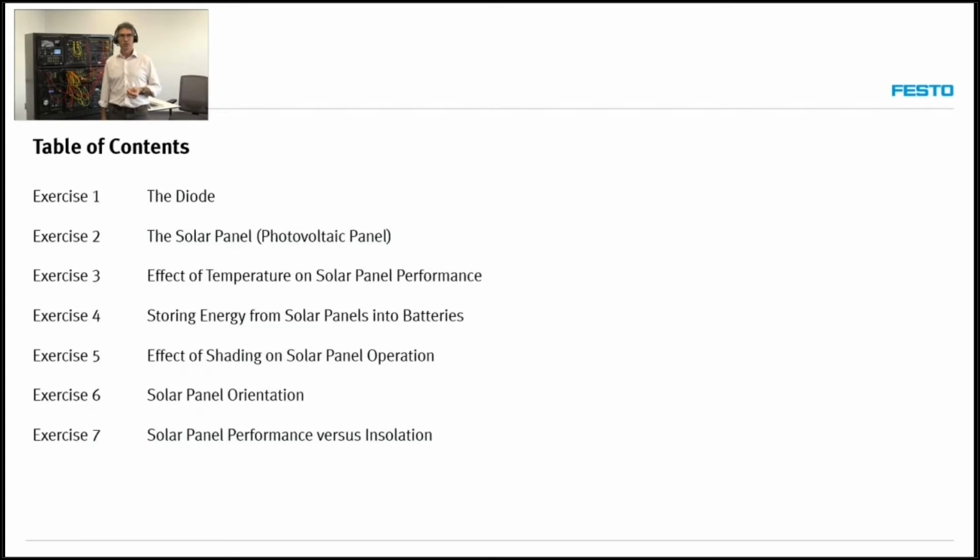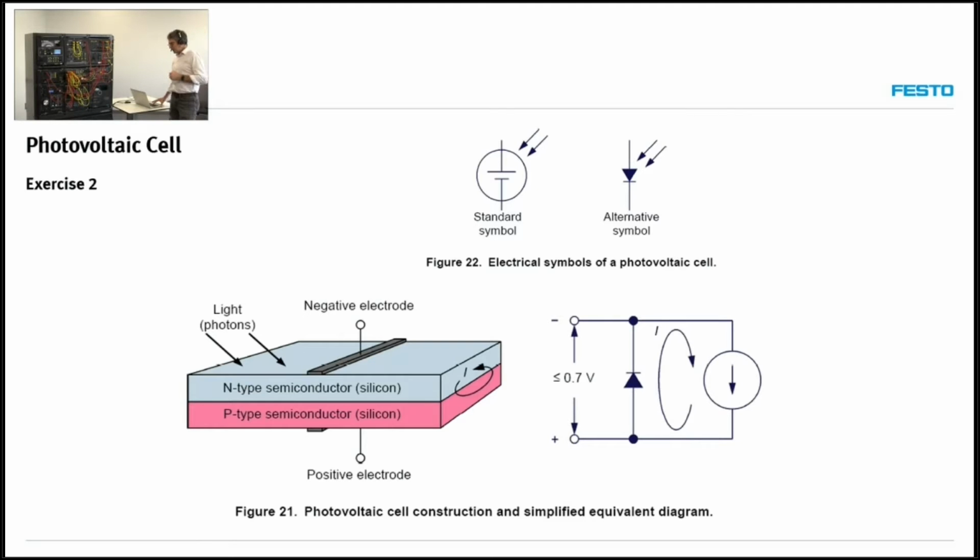Then we dive into the solar panel. And then we discuss what impacts the performance of a solar panel. So the effect of temperature, the effect of shading on the solar panel, the effect of orientation, and the effect of insolation, so the amount of sun falling on the solar panel. So all of these are treated in separate exercises. So as you can see, we go through all these topics theoretically and, of course, experimentally also, by providing them with an equipment that will allow us to test all this new knowledge.